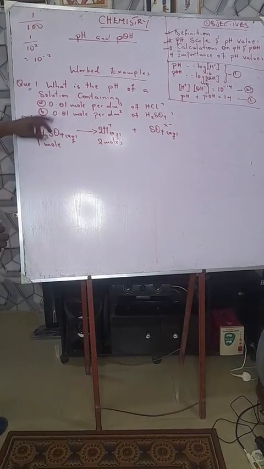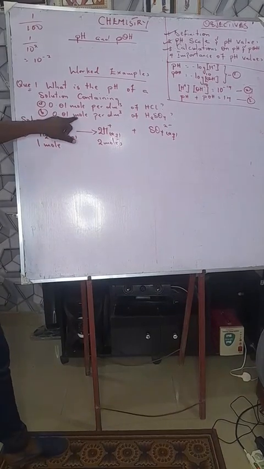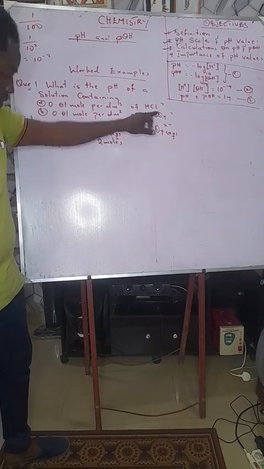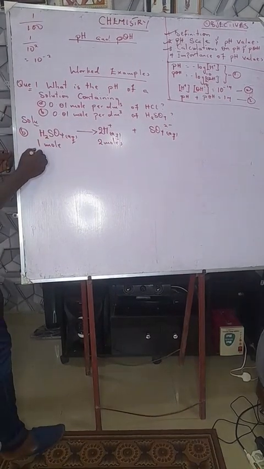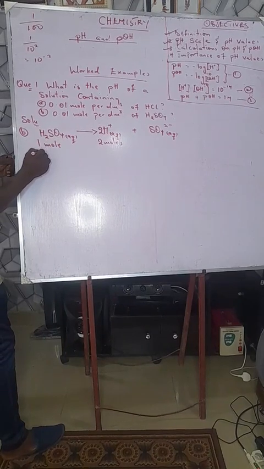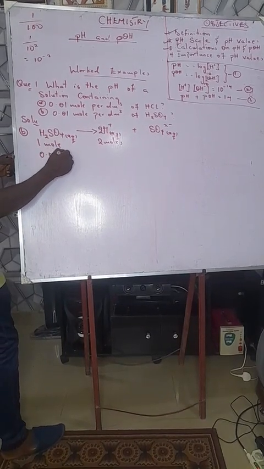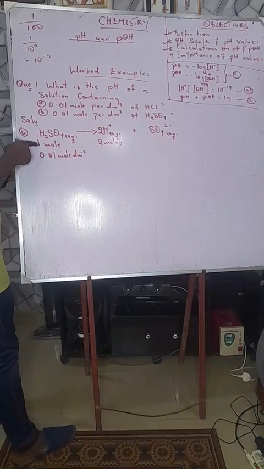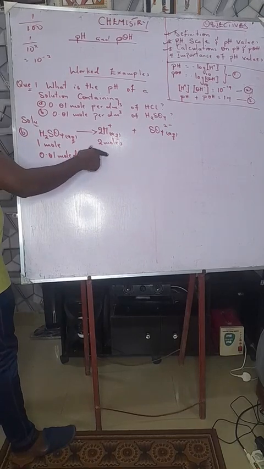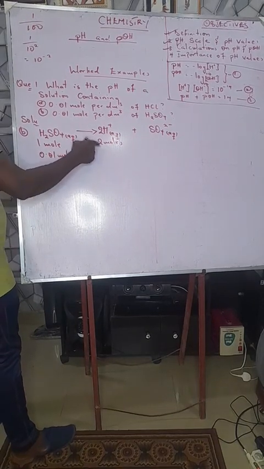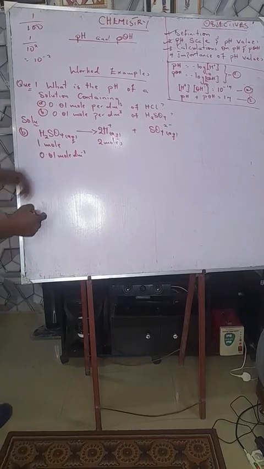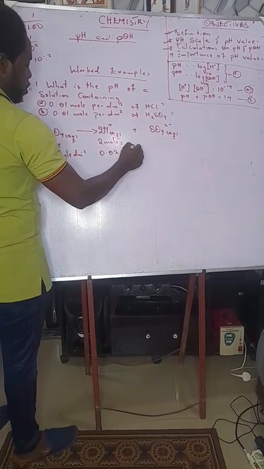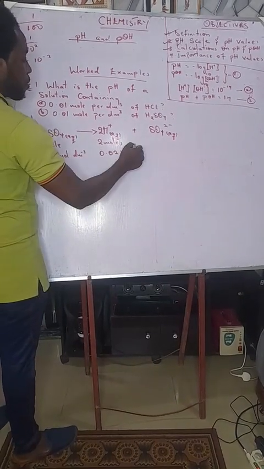Did you see this now? What value did they give us? They said 0.01 mole per dm³ of H2SO4. So H2SO4 has that value. You now put under H2SO4 the value 0.01 mole per dm³. Now, remember this one is 1 mole. When it is coming to this place, that is 2 moles. It's going to be 0.01 times 2. If you multiply 0.01 times 2, it will give you 0.02 mole per dm³.